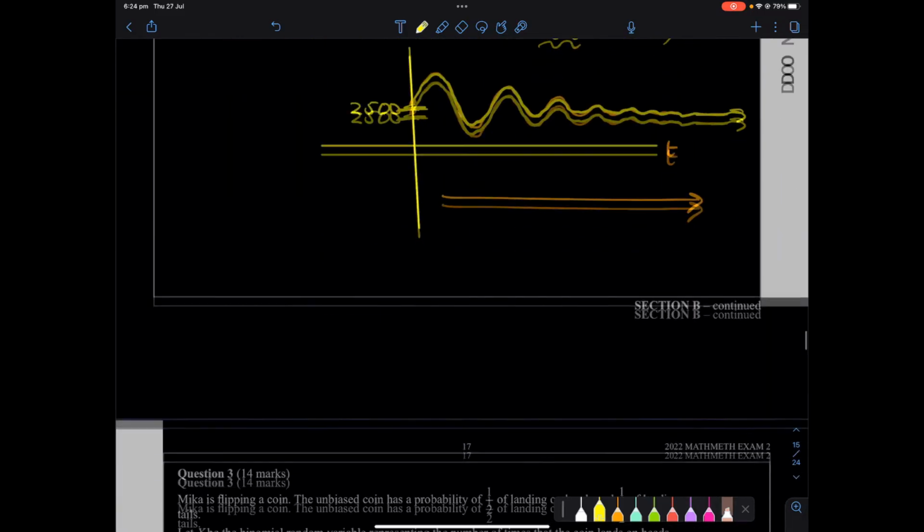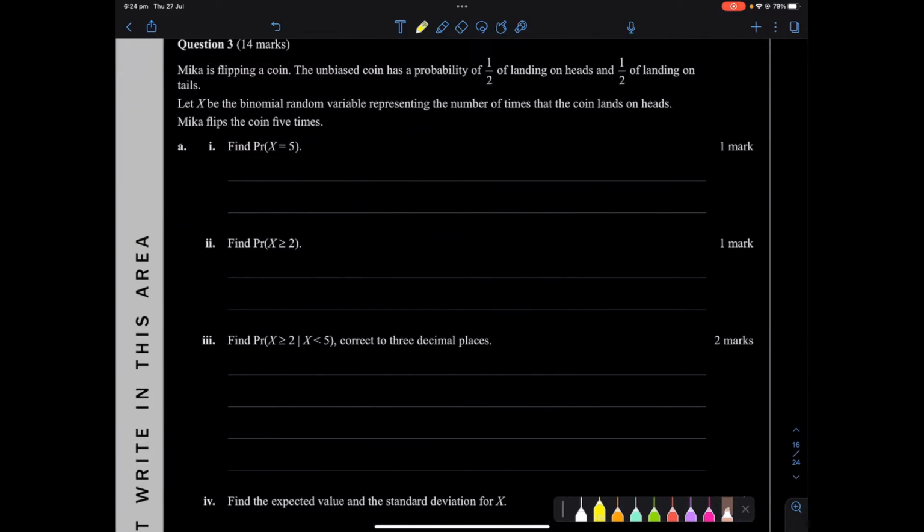All right, let's move on to the next question. Oh, yuck, probability. Mika is flipping an unbiased coin. Unbiased means it's fair, with a probability of half of landing on heads and half on tails. Let x be the binomial random variable representing the number of times the coin lands on heads. Mika flips the coin 5 times, so n equals 5. What is the probability that x equals 5?